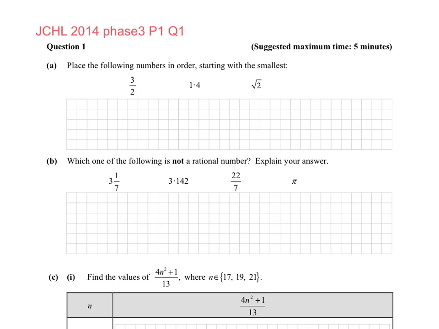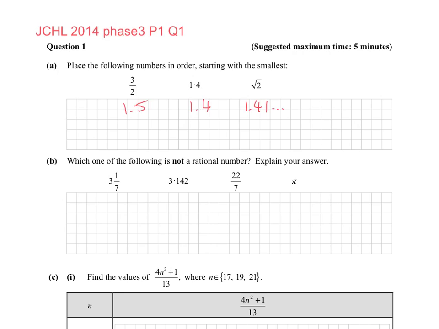Well, it shouldn't take you too long to convert these into a format that will allow you to compare and contrast. So decimals are pretty good as a way of being able to compare. So we know that 3 halves is going to be 1.5. 1.4 is already in decimal form, and for the root 2 you might wish to get your calculator and type root 2 and then press the SD button to get it in decimal form, and it's 1.41, etc, etc.